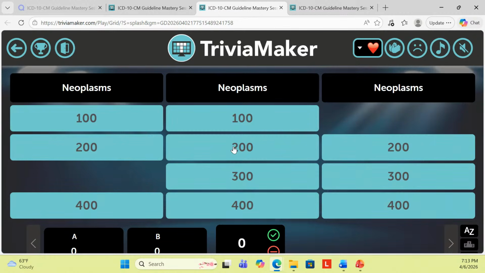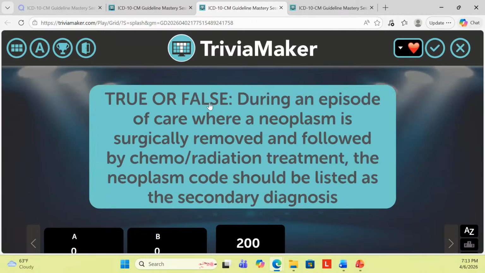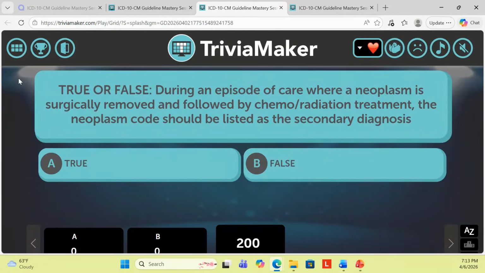All right, let's go middle of neoplasms. All right. True or false? During an episode of care where a neoplasm is surgically removed and is followed by chemo or radiation treatments, the neoplasm code should be listed as the secondary diagnosis.